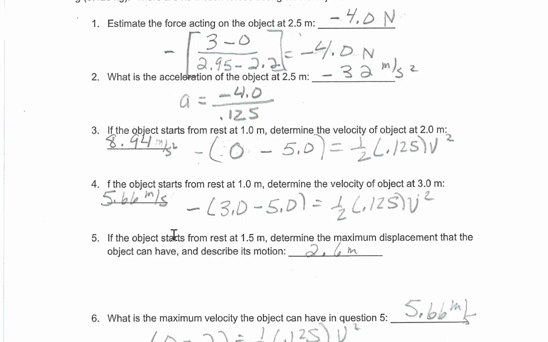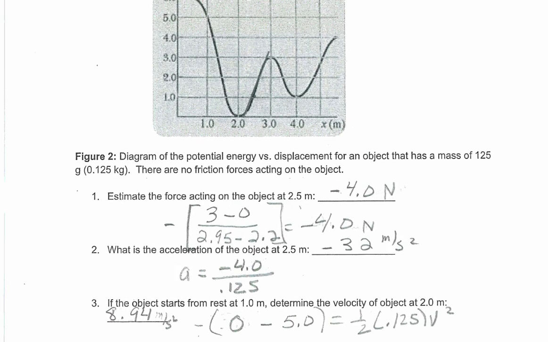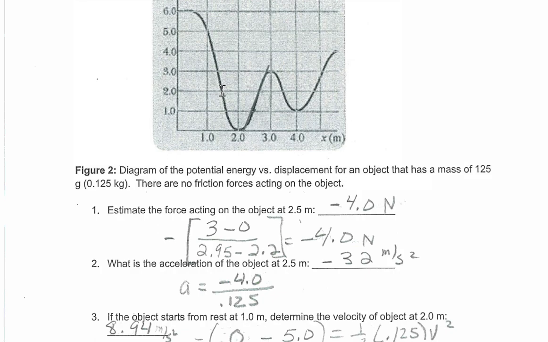Now what if my object starts from rest at 1.5 meters? What is the maximum displacement that the object can have? Okay, so here I go. I'm starting at 1.5 meters, which is about 2 joules of energy, and I will oscillate back and forth between these two positions. So I'll go 2 joules all the way through. It looks like about 2.6 meters would be my maximum displacement there as it oscillates back and forth, because I can't go greater than 2 joules. So I can go down here and then climb back up. So that'll be what the object does.